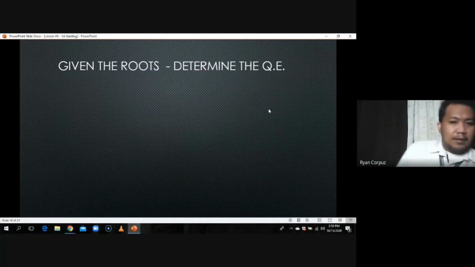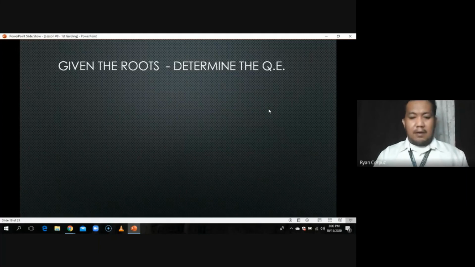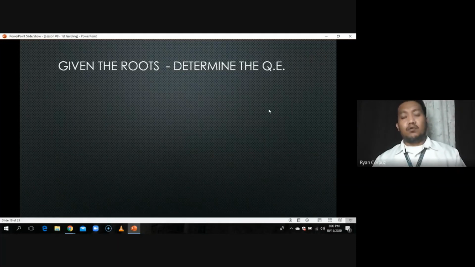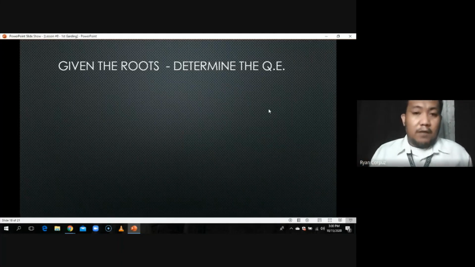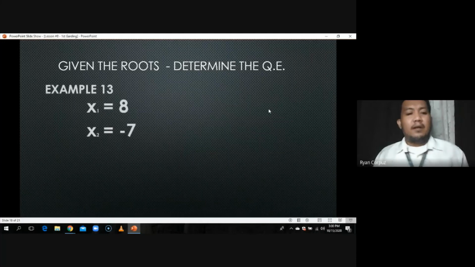Now, this time, let's do determining the quadratic equation given this time the roots. So that's different from the sum and product of the roots. This time the roots are given and you are going to determine the quadratic equation. So paano? Let's have this example.